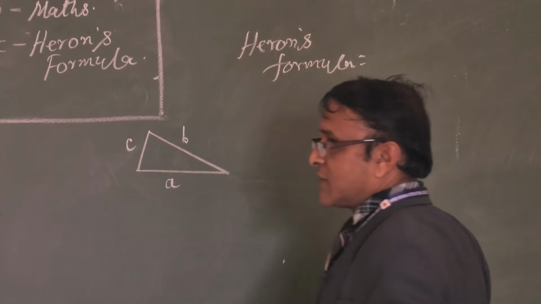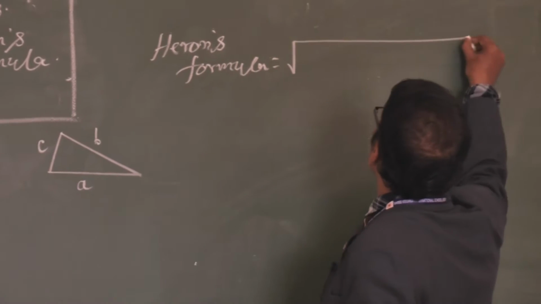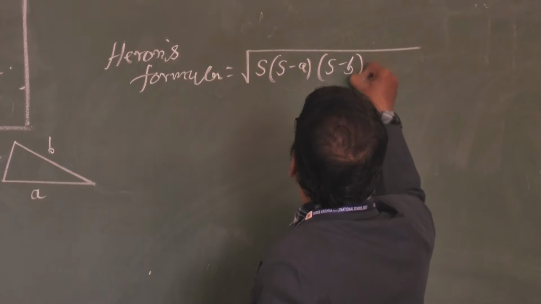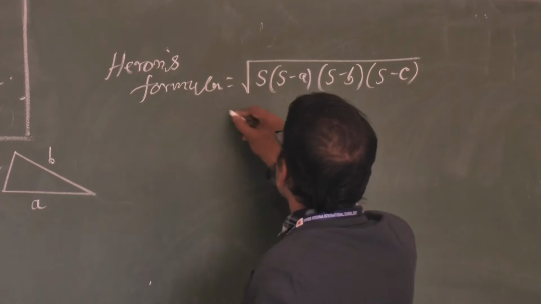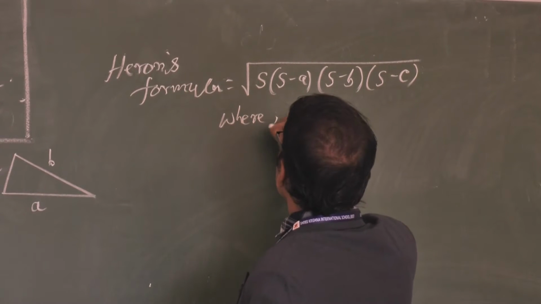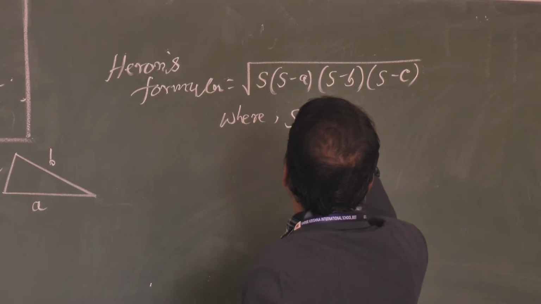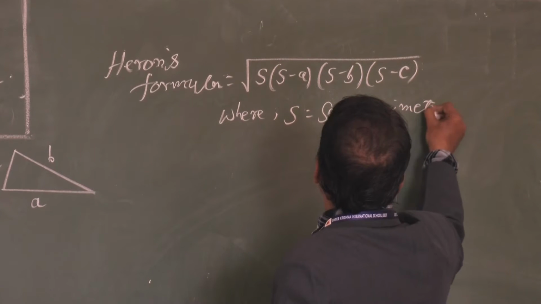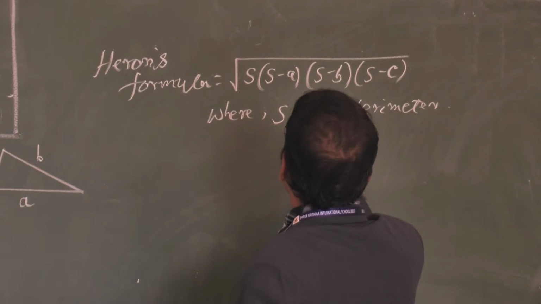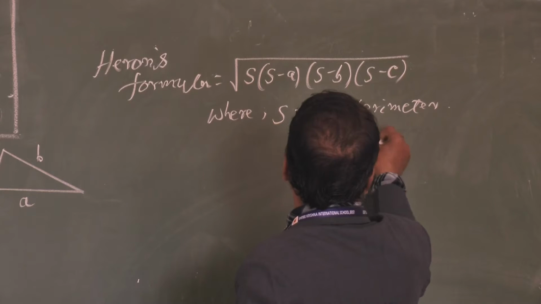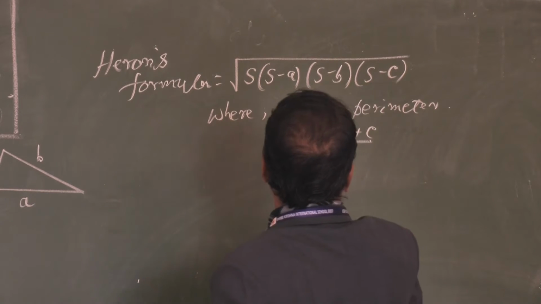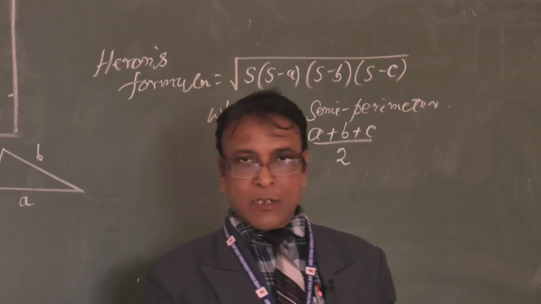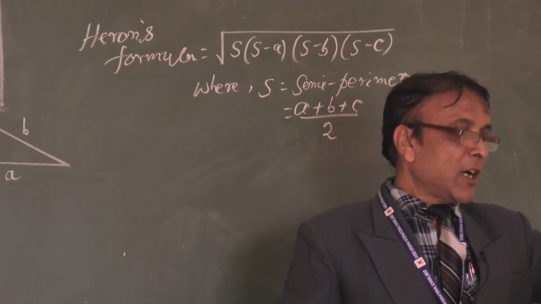what is this formula? The area is equal to root over s into s minus a into s minus b into s minus c, where s is called the semi-perimeter. Semi-perimeter means half of the perimeter, and its value is a plus b plus c by 2. So, by using this formula we can find the area of a triangle.